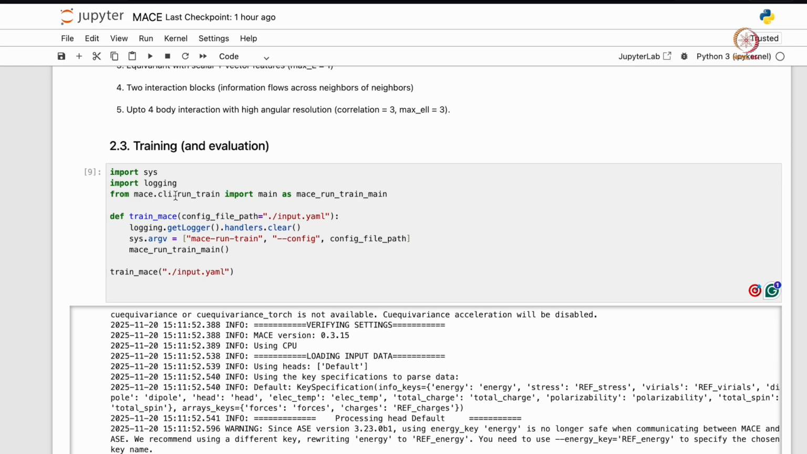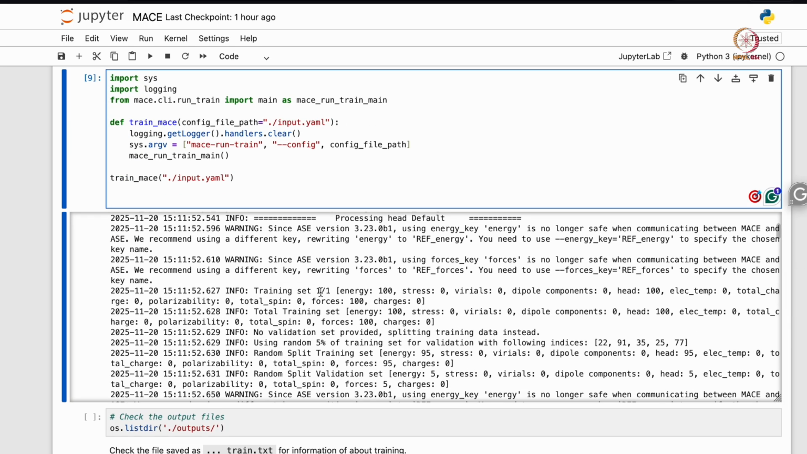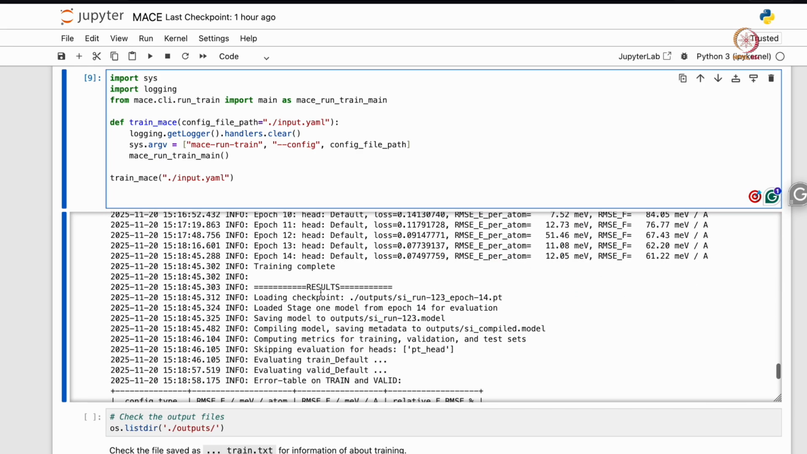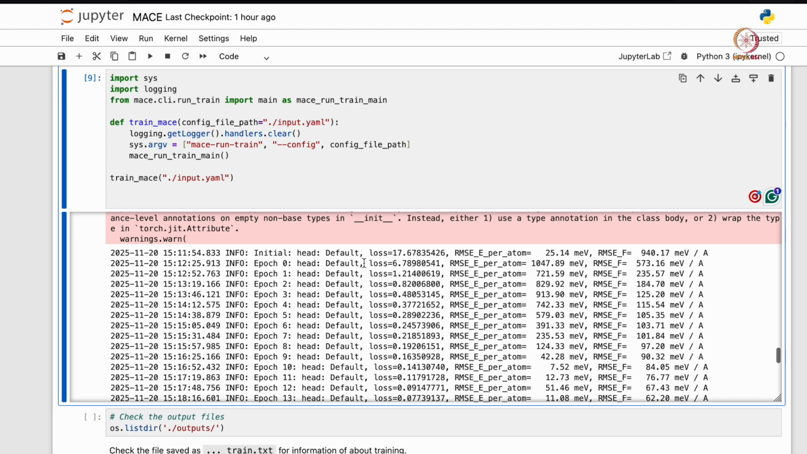So training is done by this function, which is MACE run train main. Okay, and to this function we pass the input.yml file, which denotes the parameters which I have just now specified, which will dictate the architecture of the model. Now once you start training, after each epoch happens, you will see the losses, the RMSE, and you will see 2 RMSEs, one on energy per atom and RMSE on forces per atom.